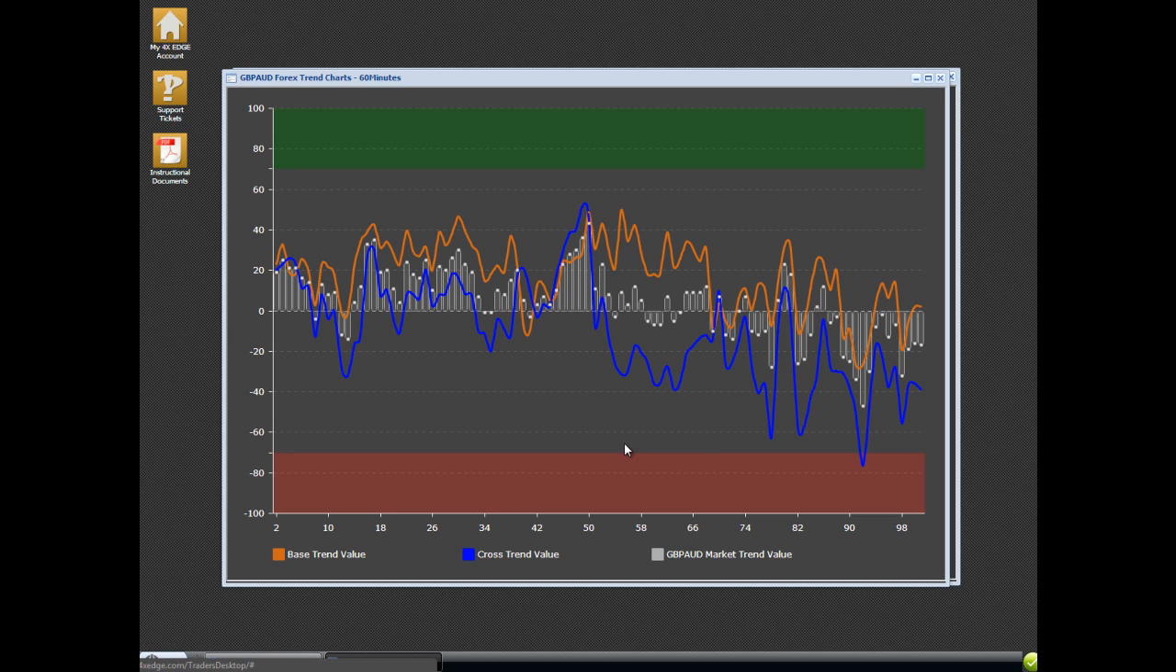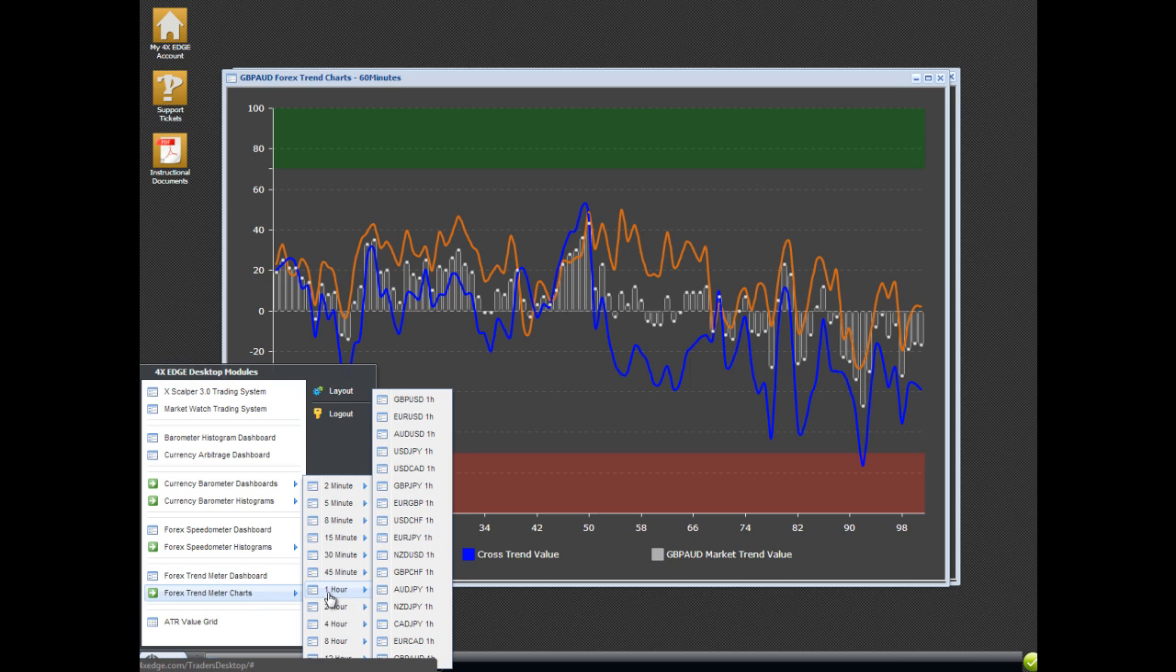Now, the data that's on our trend charts is aggregate data. A lot of people get confused. They say, well, I like to trade on the 2-minute chart or the 15-minute chart. The data is exactly the same on all of the charts. All of the data is aggregate trend value. The different time frames or intervals that we have, the 2-minute through the 12-hour, they're just zoom settings.